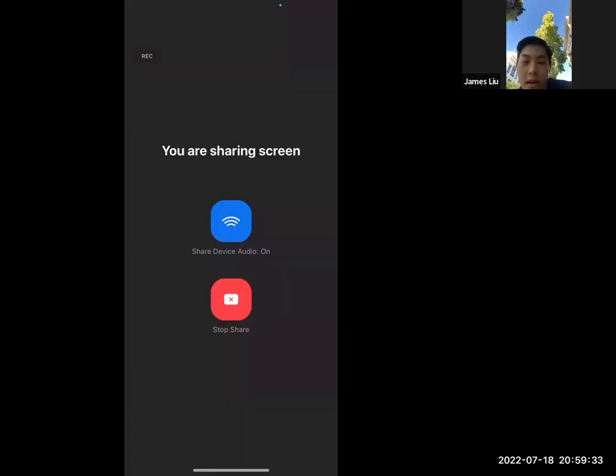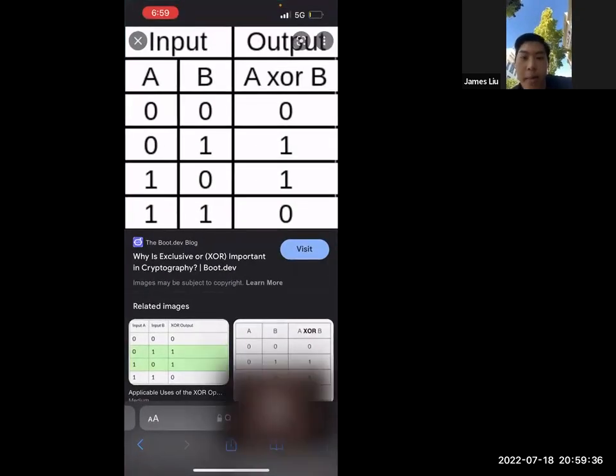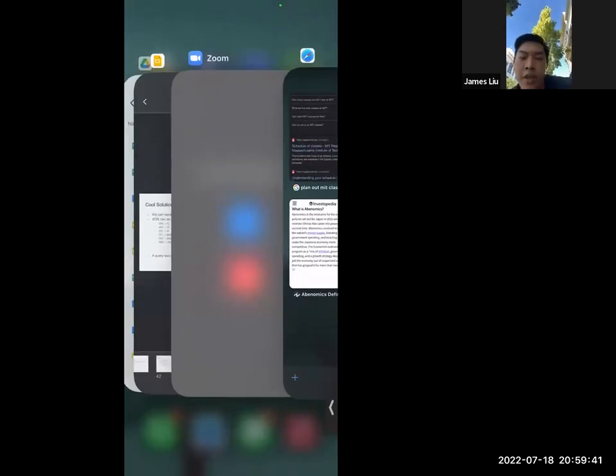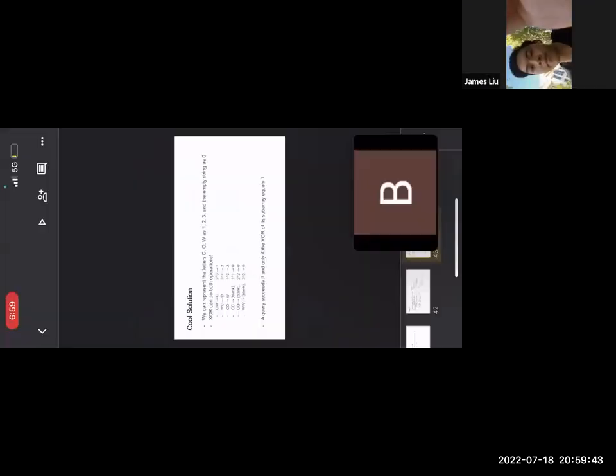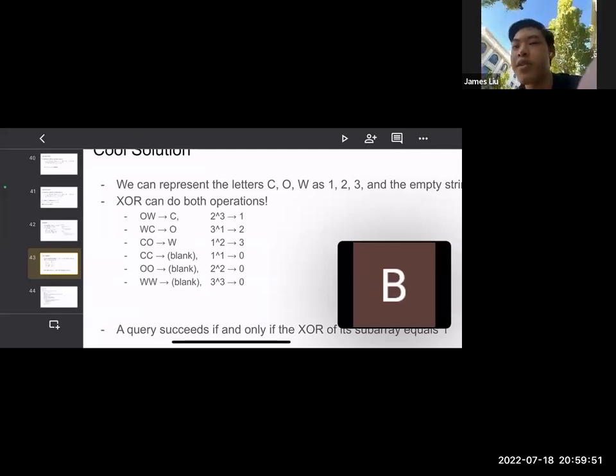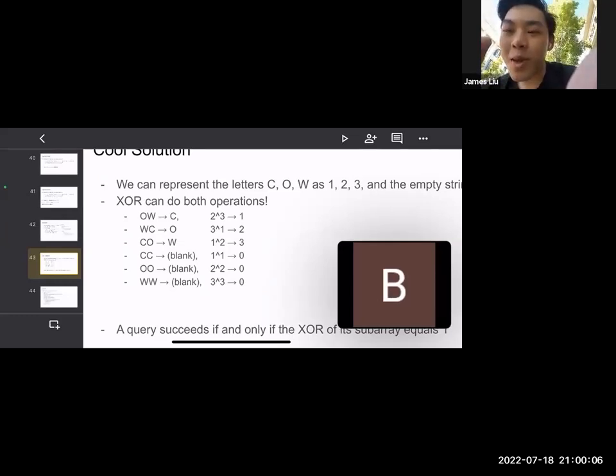Now, the application of this operation to our problem is not intuitive, but look here. Let's try a C to an OW operation, right? We know that 1 is equal to 2 XOR 3. It's also equal to 3 XOR 2. O to WC, 2 is equal to 3 XOR 1.